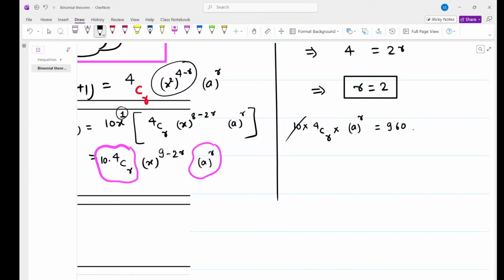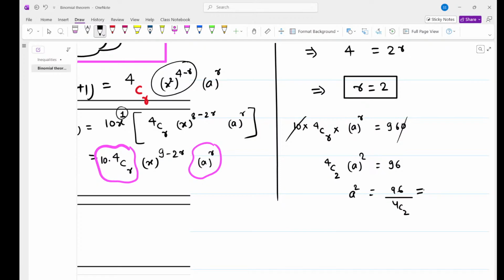So this 10, can we cancel it out here? We know the value of r as well, so it should be 4C2 a raised to power 2 is equal to 96. So a squared is equal to 96 upon 4C2. Please solve this, 96 upon 4C2. What is the 4C2? 6.